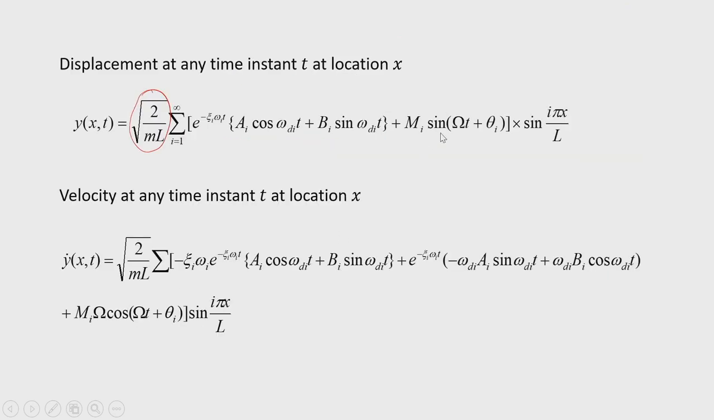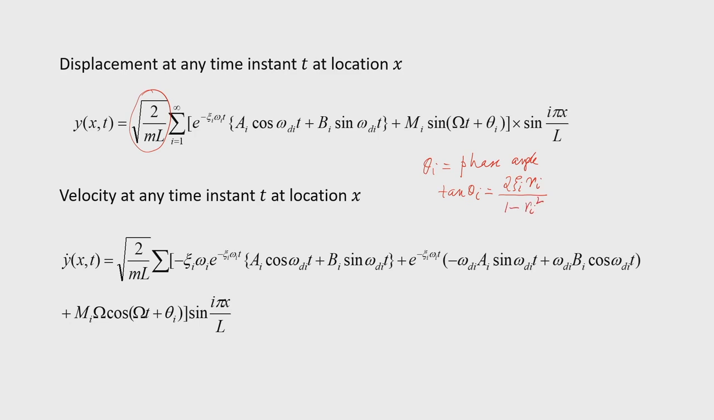Okay. Now sine omega t plus theta i, theta i is the phase angle, that is a very important part because of the presence of damping. So theta i is the phase angle, and it is nothing but tan theta i equal to twice xi i omega i, or instead of this omega i, we are assuming this ratio, frequency ratio r i, over 1 minus r i square.